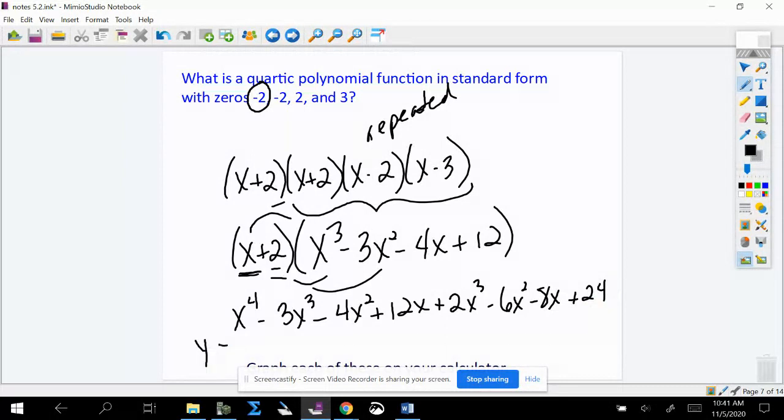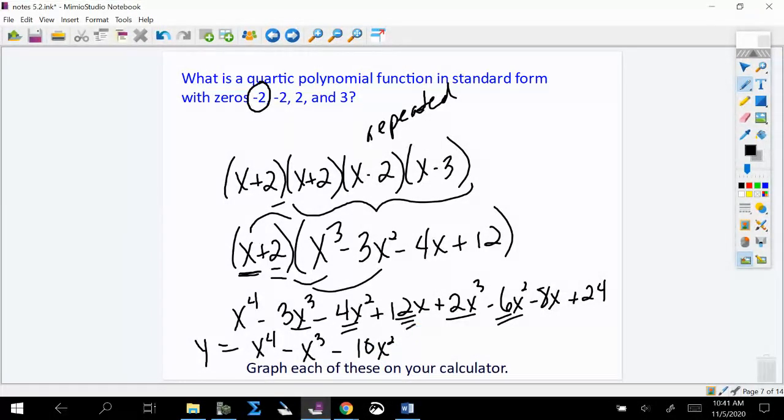And then to finish it, we're going to combine all my like terms. So I still have an x to the fourth. My -3x cubed and 2x cubed will combine to give me a -1x cubed, or just -x cubed. My -4x squared and -6x squared is going to combine to give me -10x squared. My 12x and my -8x are going to combine to give me 4x. And finally, I have a 24.